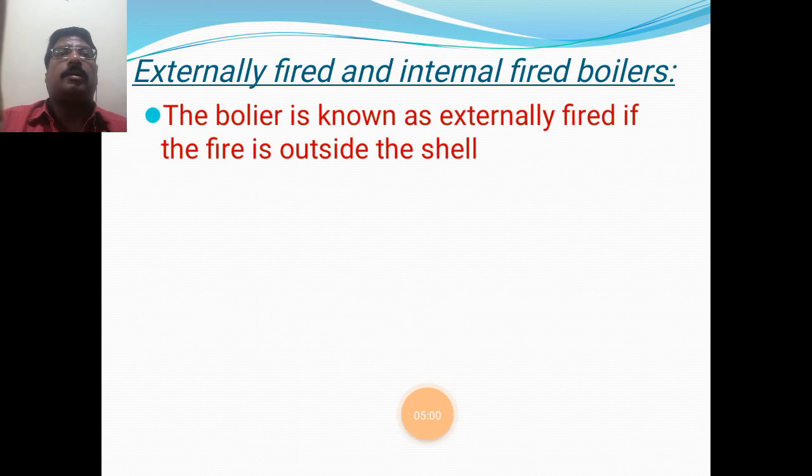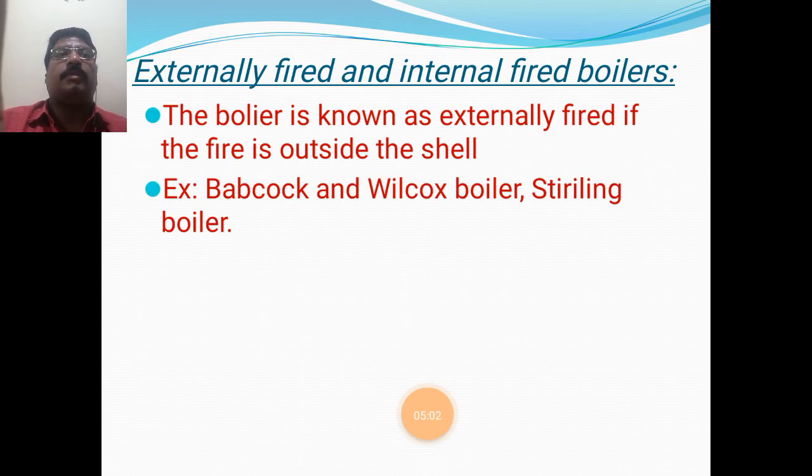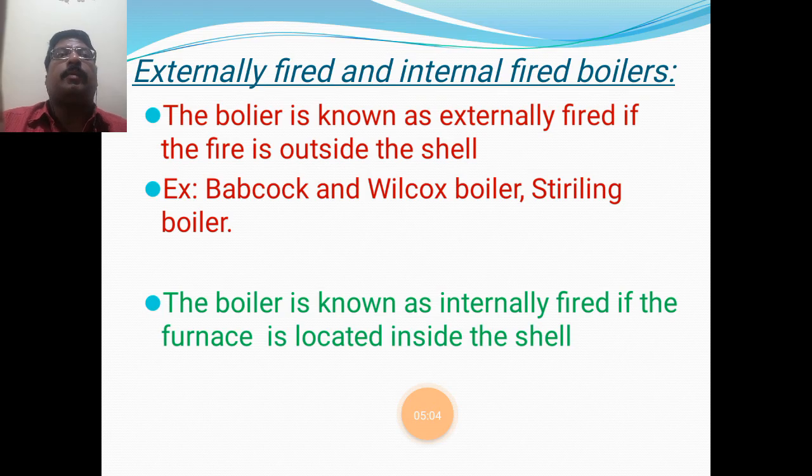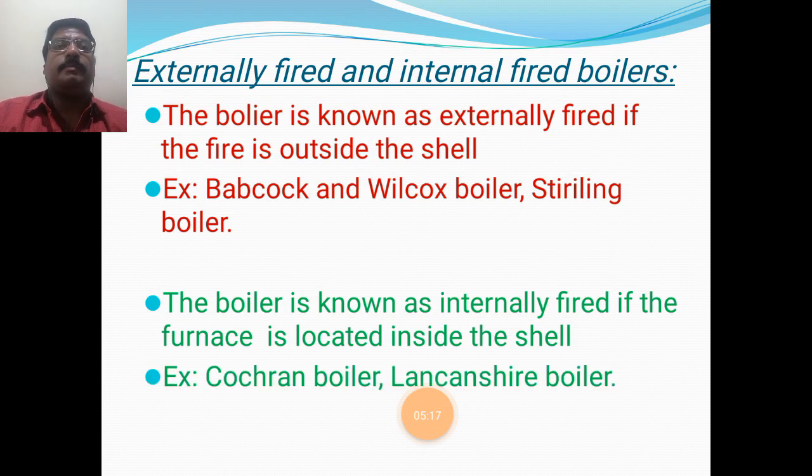Such type of boiler is called an external boiler. Example: Babcock and Wilcox, Stirling boilers. A boiler is known as internally fired if the furnace is located inside the shell. Inside the shell means inside the boiler. Such boilers are known as internally fired boilers. Example: Cochran boiler, Lancashire boiler.